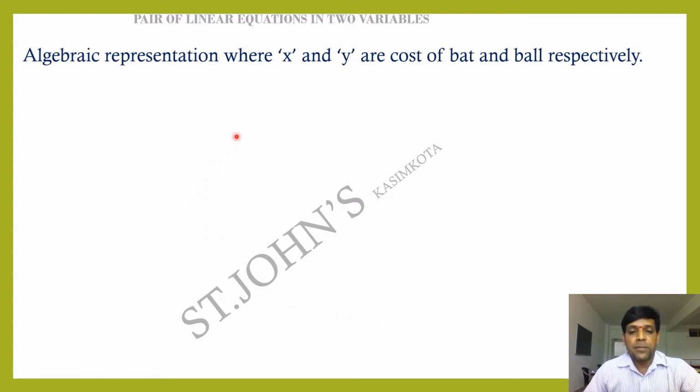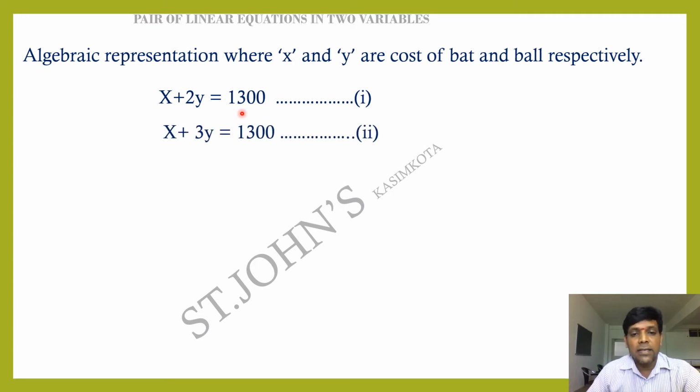Algebraic representation, where x and y are the cost of bat and ball. So x is the cost of one bat and y is the cost of a ball, respectively. Now write the equation. x plus 2y equals 1,300. This is written as 2y equals 1,300, and transposing plus x from LHS to RHS, it becomes minus x. So 2y equals 1,300 minus x.